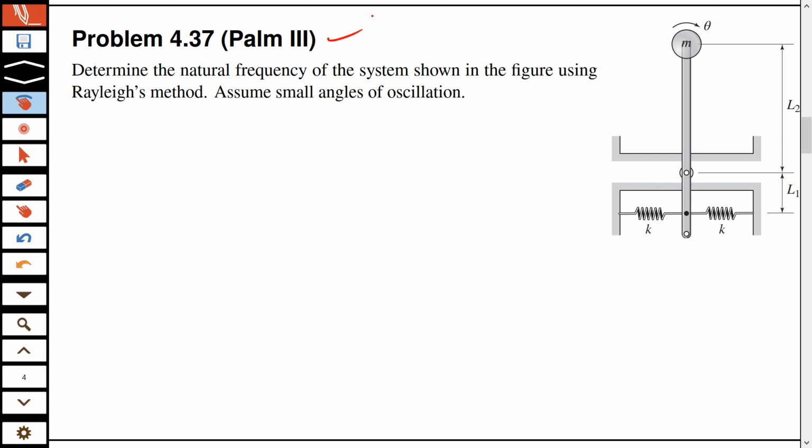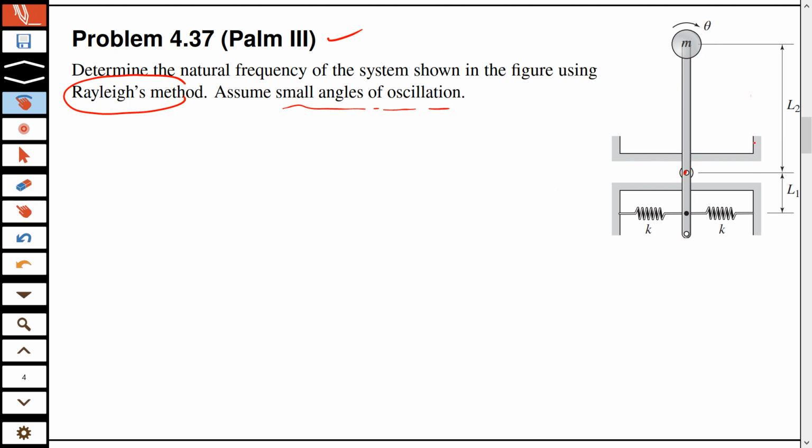So this is also the other problem, which requires Rayleigh's method. It explicitly says that. Now, this is important: small angles of oscillation. Small angles of oscillation mean that although this rotation involves motion in a circle, because this is the pivot, the motion of the mass will be nearly horizontal, and the motion of the spring will also be nearly horizontal. The rotation part can be ignored.